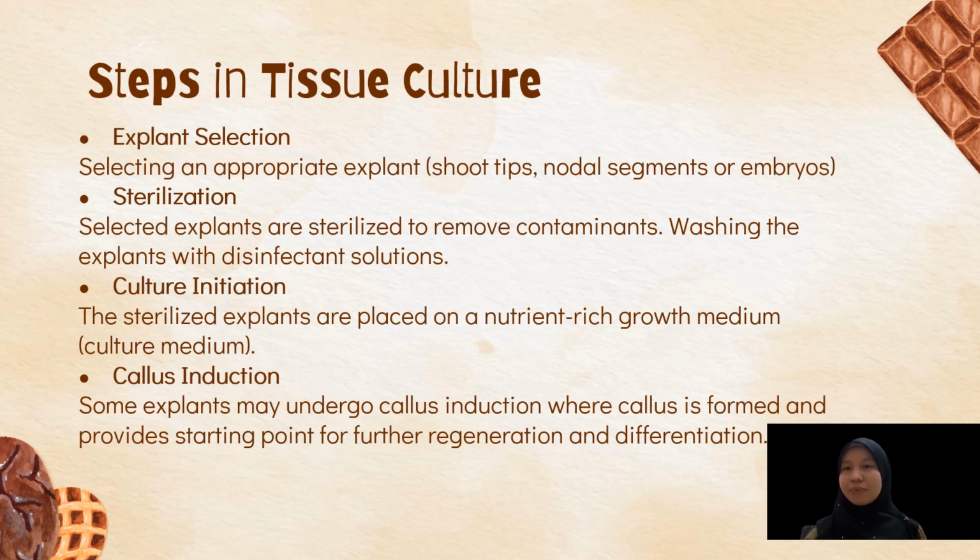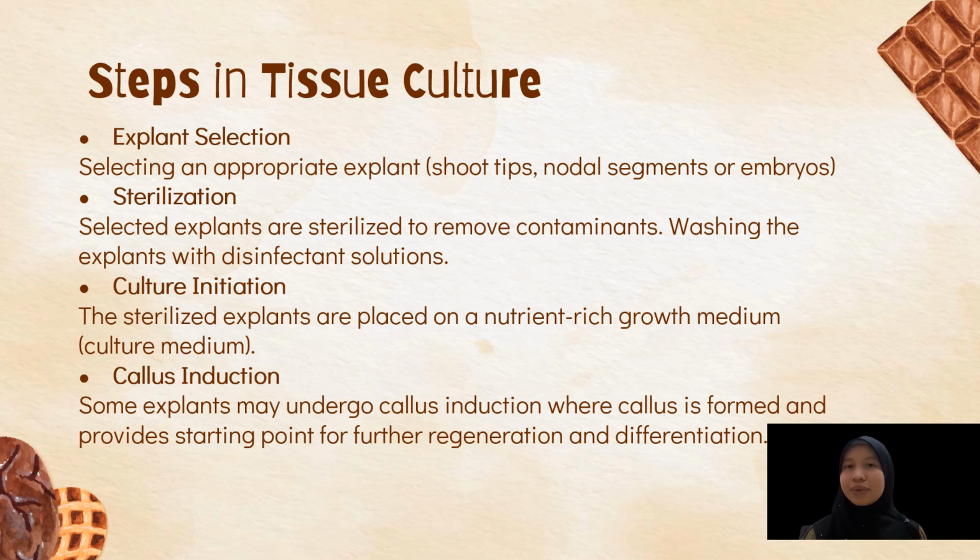Here are the steps that are involved in tissue culture. The first step is explant selection. The first step in tissue culture is selecting an appropriate explant, which is a small piece of plant tissue that will be used to initiate the culture. Examples of explants are shoot tips, nodal segments, and embryos.